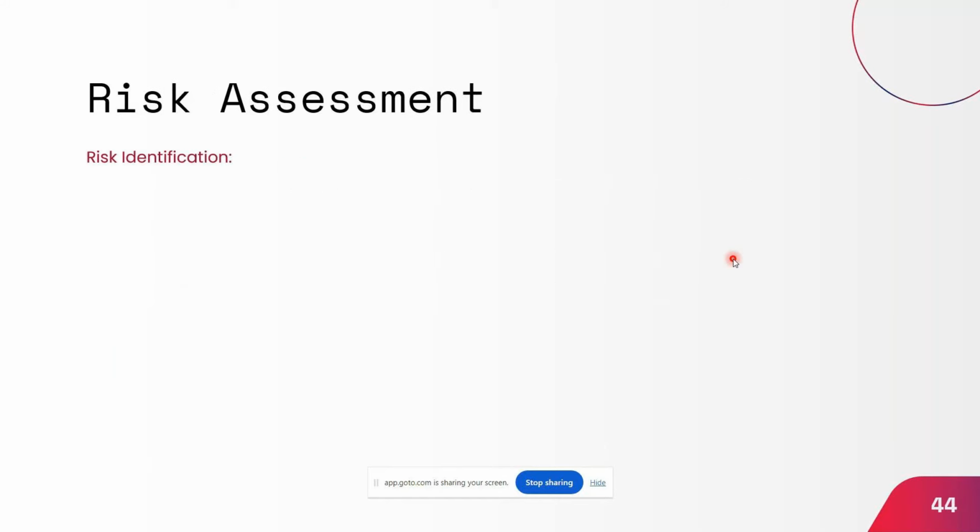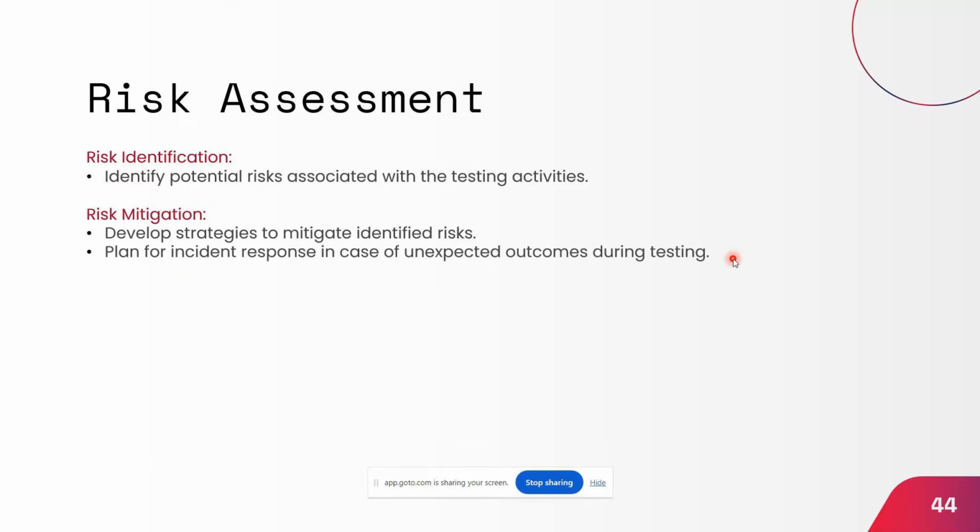And also assess the risk. While you're doing the pen testing, there might be some sort of risk associated with the testing activities. Maybe if you are doing it with real data, when you do the testing, who knows, the data might get deleted or tampered. So identify such areas where you need to inform them beforehand to take a backup of the database or the entire source code.